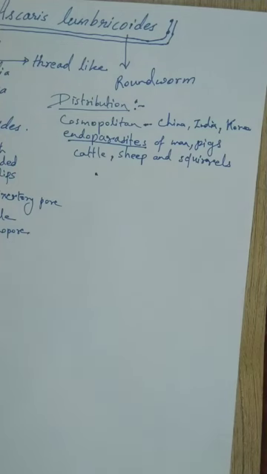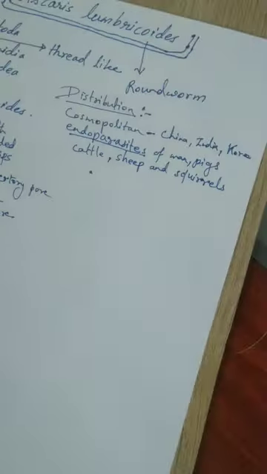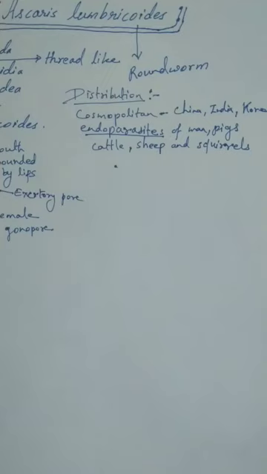First of all, talking about the distribution of this organism. Where can it be found? It is cosmopolitan. Cosmopolitan means it can be present anywhere in this whole world. We can find this organism in China, India, Korea, Philippines, America, everywhere.